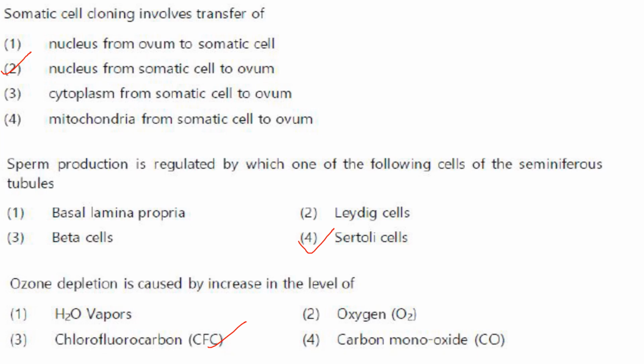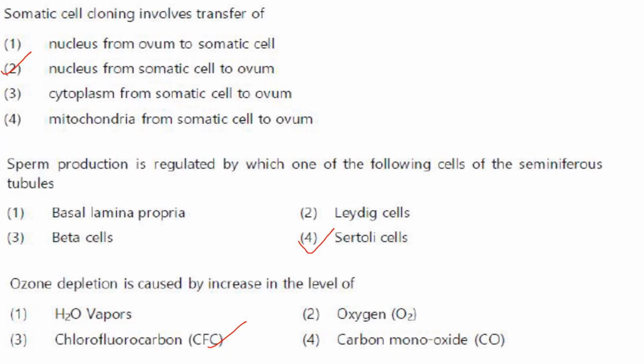So nucleus from ovum to somatic cell, that is not correct. Nucleus from somatic cell to ovum, that is correct. Answer is option 2. Then next one. Sperm production is regulated by which one of the following cells of the seminiferous tubules? It is Sertoli cells. Answer is option 4.